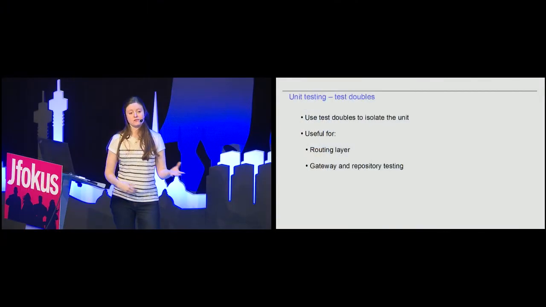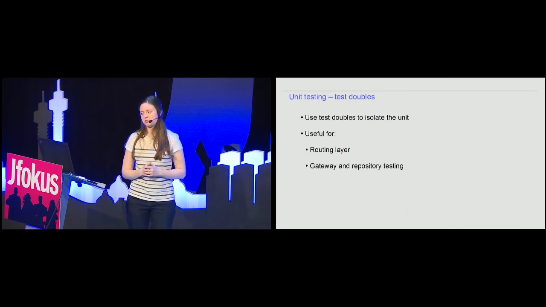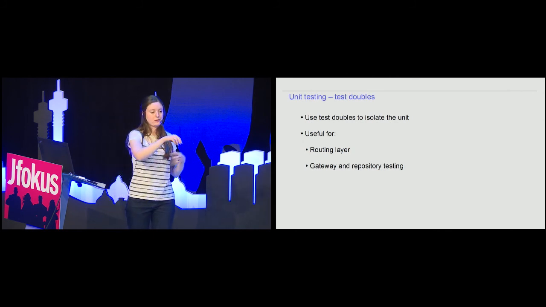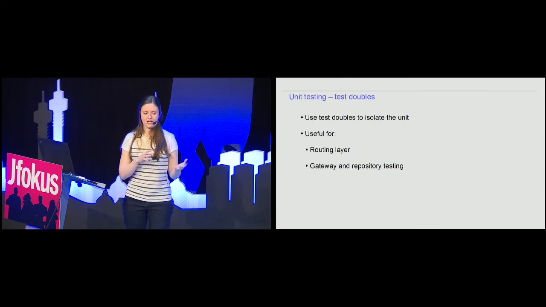And then the second piece, which is what we use more, and you could use both of these or just one or the other, it's up to you, but we use test doubles most, which was to create a test double to isolate your individual unit. And this is useful if you've got a routing layer and you're just looking at, are the requests being routed to the right places? Because you can just create a test double that reflects what you expect to happen. And for gateway and repository testing, if you're checking that the messages are really being passed around in the right way.